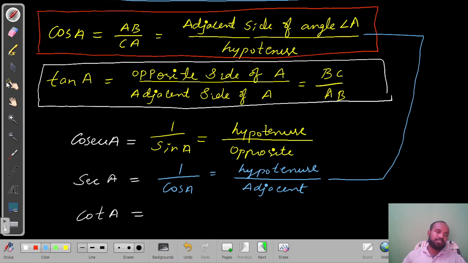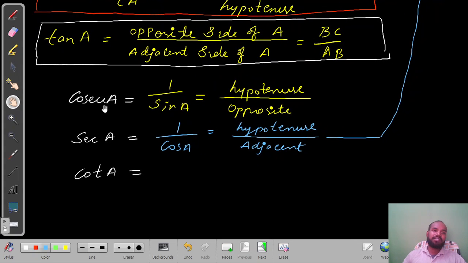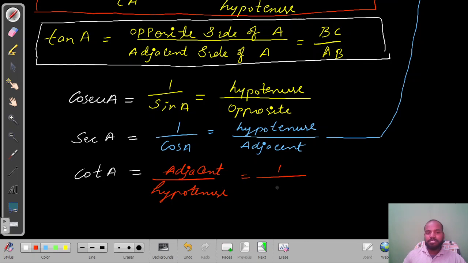Last one, cot. Tan A's multiplicative inverse is cot. So I can write cot as adjacent by hypotenuse, that is nothing but 1 by tan A. Sorry, adjacent by opposite, that is 1 by tan A. They are reciprocals, multiplicative inverses. So these all are multiplicative inverses.